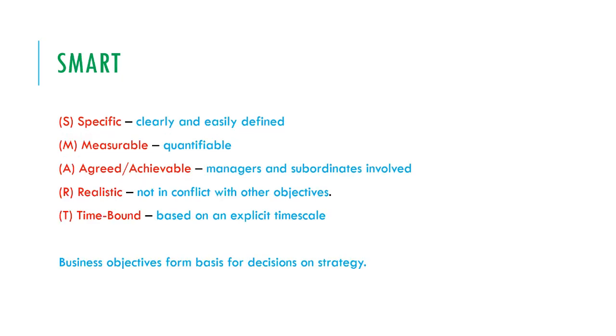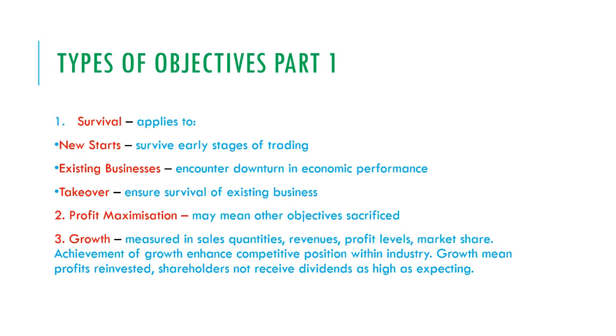So now we're going to talk about these SMART objectives. What is SMART? They stand for specific, measurable, agreed or achievable, realistic, and time-bound. Specific, so it's clearly and easily defined. Measurable, so it's quantifiable, as we previously mentioned. Achievable, managers and subordinates will be involved. Realistic, so it can't be in conflict with other objectives, and time-bound, so it has to be on an explicit timescale. The business objectives will form the basis for decisions on strategy.